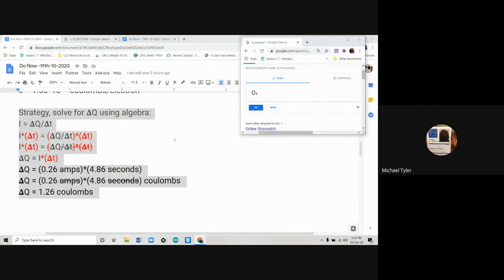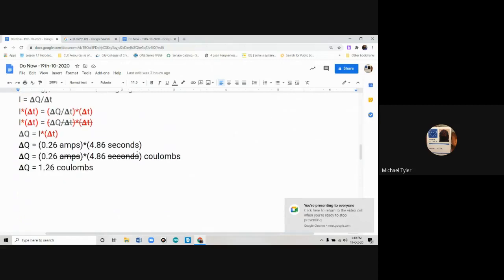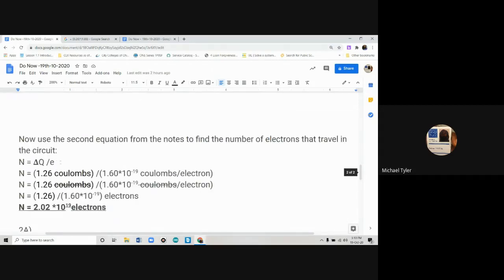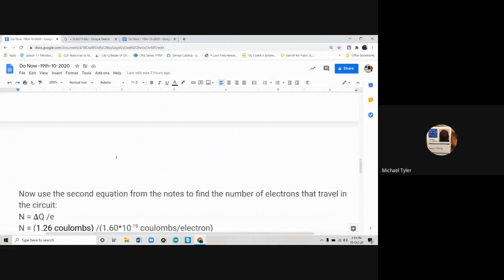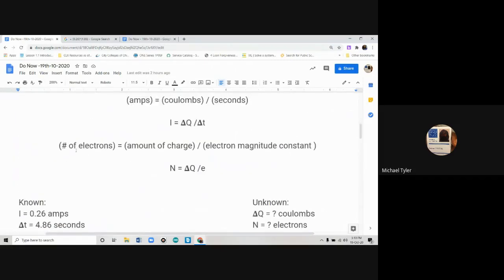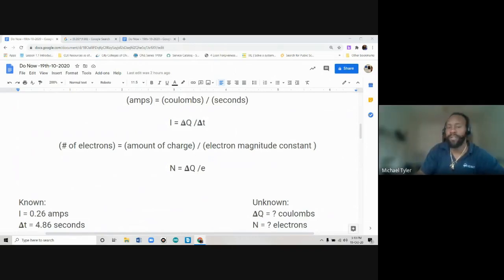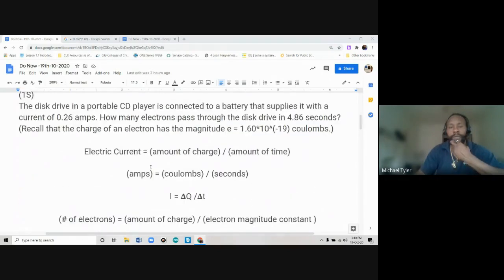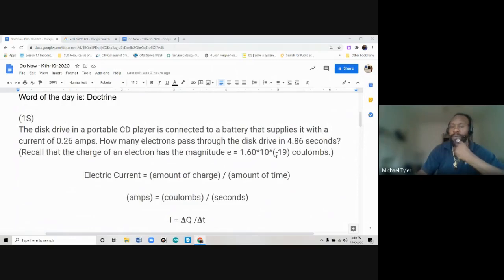All right, so that was for our delta Q, right? Now, we're going to take the delta Q we calculated here and use it to solve for the number of electrons in the circuit. Now, this is going back to your notes from above. The number of electrons, that's what the pound symbol means. Number of electrons is equivalent to the actual amount of charge, that's delta Q, like up here, divided by this constant we talked about a moment ago from the notes. That was E is equal to 1.6 times 10 raised to the negative 19 coulombs, right?